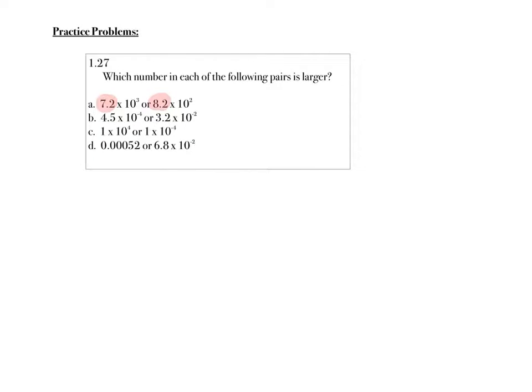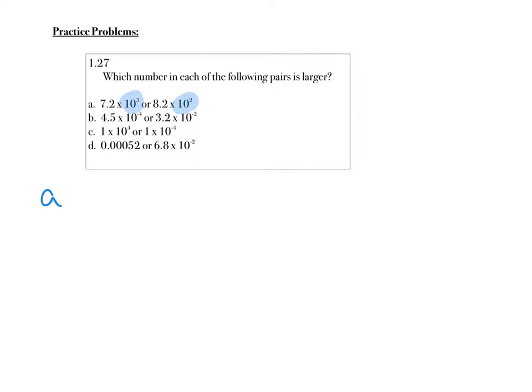And you might say, well, 8.2 is bigger than 7.2, and so you would choose that. But you would be wrong in this case, because what you really are supposed to do is look at the exponents. Out of these two numbers, you'll see 10 to the second and 10 to the third. 10 to the third represents 1,000 and 10 to the second represents 100. So you really get 7,200 versus 820.